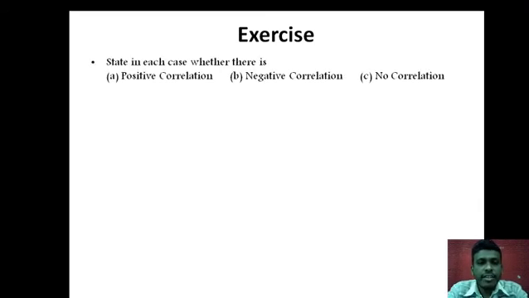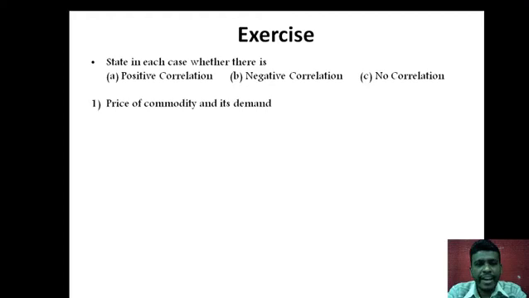State in each case whether there is A. positive correlation, B. negative correlation, C. no correlation. So you need to tell me whether there is positive correlation or negative correlation or there is no correlation. So let's begin. So here's your first question.